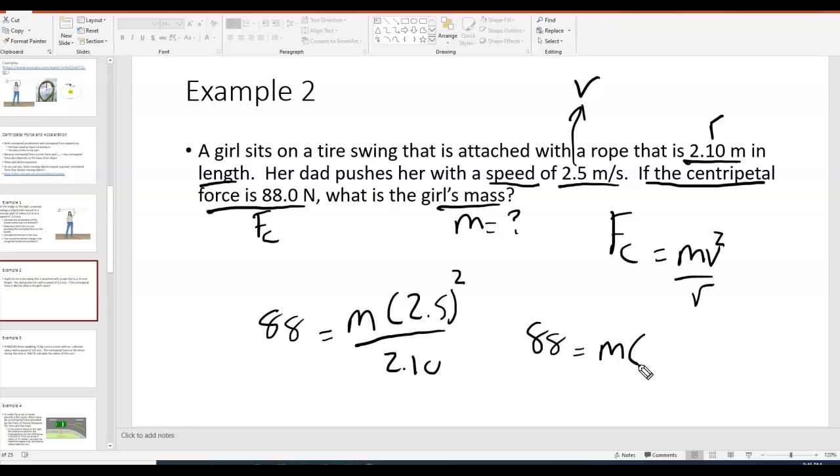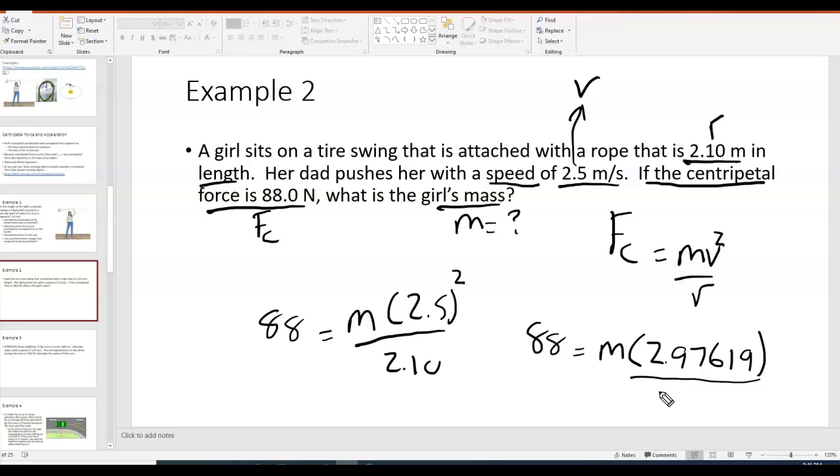Basically everything that's the number over here, I'm going to simplify. The mass stays the same. 2.5 squared divided by 2.1 is equal to 2.97619. You might ask, why am I not rounding that? Because I'm going to round at the end, and because this is so close to 3, I want to leave a lot of decimals just so I get the correct answer.